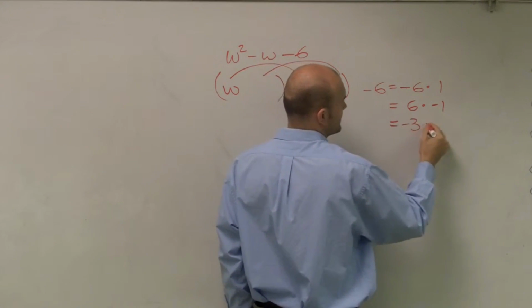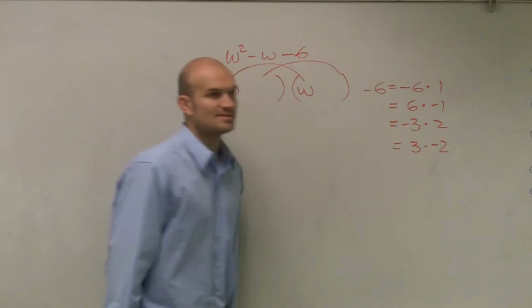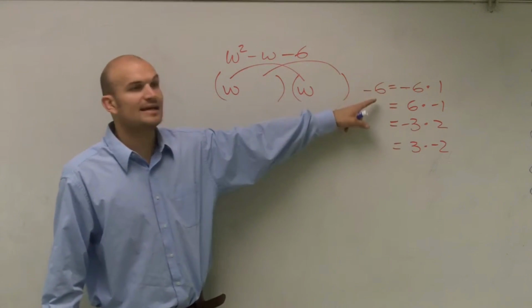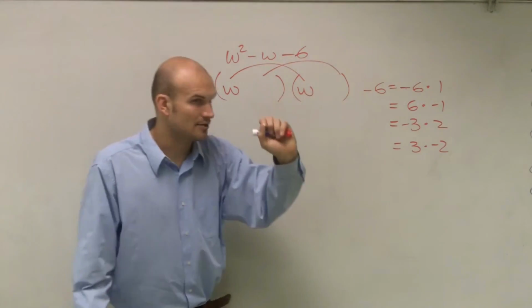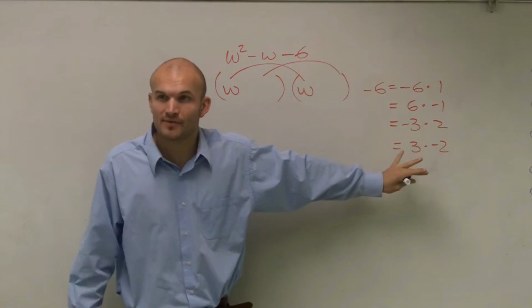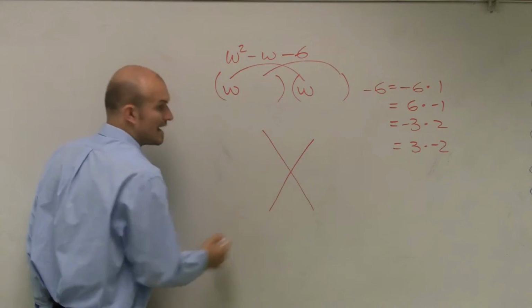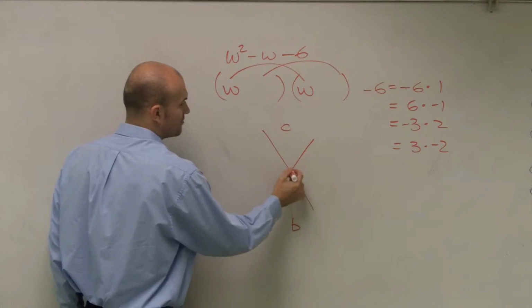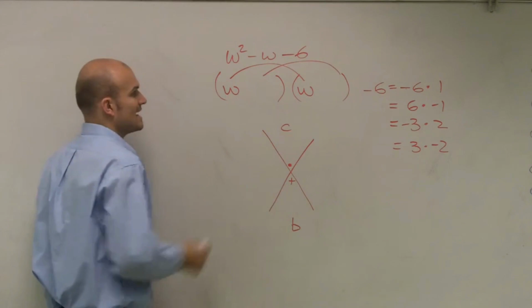I can multiply negative 3 times 2, or 3 times negative 2. Okay? All of those provide me a negative 6 when I multiply them, correct? All right? Now, before I even try to think about this, I gave you guys a little tip, right? I gave you guys this diamond to write, and I told you write C up top, B on the bottom, plus the dot. Dot means multiply, the plus means add.